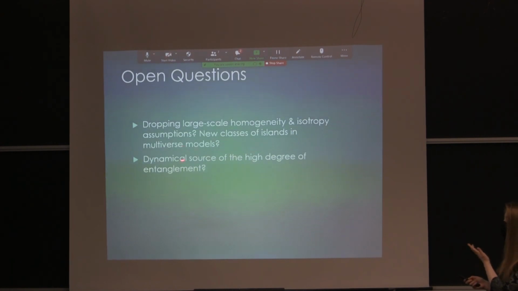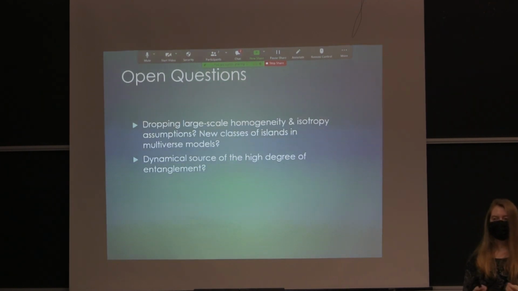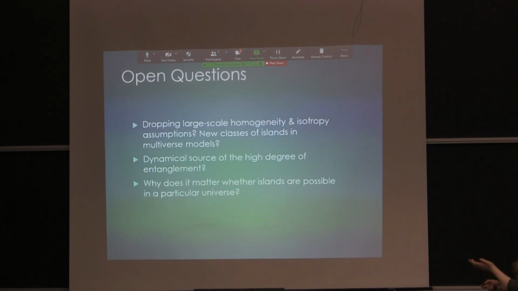And you could also ask, we kind of skirted the problem of what could produce the entanglement required for islands to be favorable, so you could ask what the dynamical source of that entanglement could be. And then finally, perhaps the most important question, which I don't really have a great answer to, is why does it matter whether islands are possible in a particular universe?